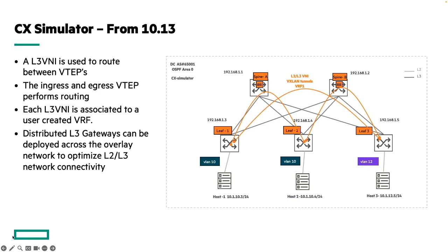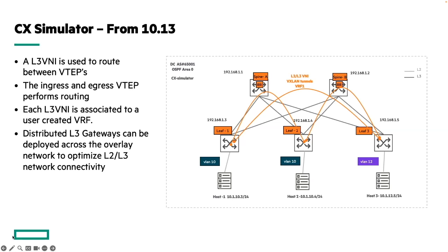In the 10.13 release, a major update is that in the CX simulators, L3 VNI is used and Symmetric IRB is supported. Before this, only centralized gateway and asymmetric IRB were supported. From 10.13, Symmetric IRB will be supported in the AOS-CX switch simulators. And in this case, we'll be using L3 VNIs.